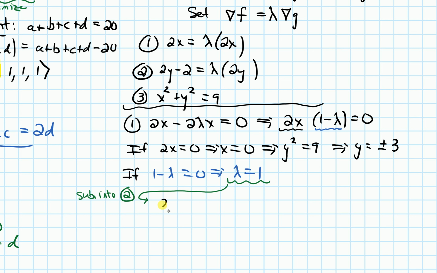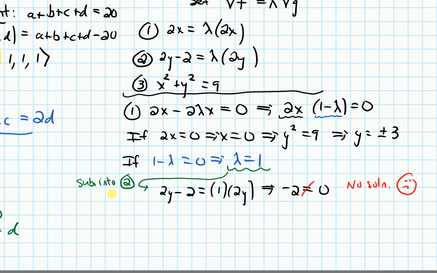So that'll give me 2y minus 2 equals 1 times 2y. And with this, I could subtract both sides by 2y and get that negative 2 equals 0. But negative 2 doesn't equal 0. That's not true, which means we get no solution in this case. So no solution, I'll put a sad face, because that's a little disappointing. We were hoping to get a solution, possibly, and we didn't get one. So from the case when 1 minus lambda equals 0, we just didn't get a solution.